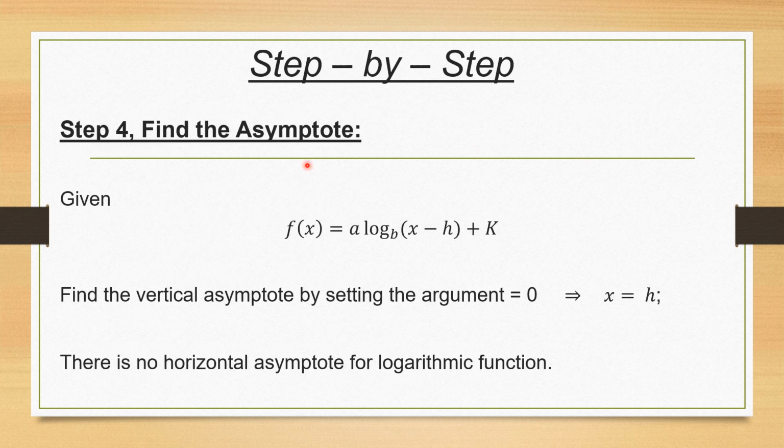Given this function, we can find the vertical asymptote by setting the argument to 0. When this is equal to 0, that means when x is equal to h, there is an asymptote, because this is the result of b to the power of something, and b to the power of something can never be equal to 0. So now we have an asymptote. But there is no horizontal asymptote because y, or the exponent, could be equal to anything.